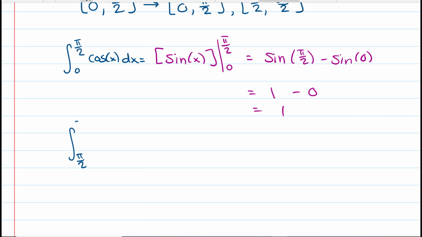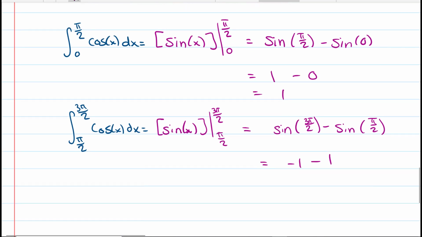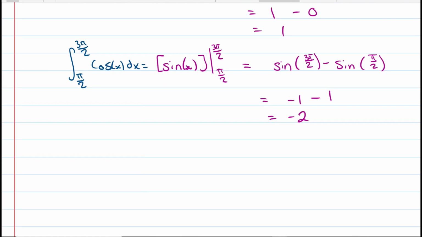And now we need to evaluate the integral from pi over 2 to 3 pi over 2 of cosine x dx, and we get sine of x from pi over 2 to 3 pi over 2, and that will give us sine of 3 pi over 2 minus sine of pi over 2, which is going to be negative 1 minus 1, which is negative 2. So now to find the total area, you're going to add the absolute value of each area up. So you get 1 plus 2, which is 3.